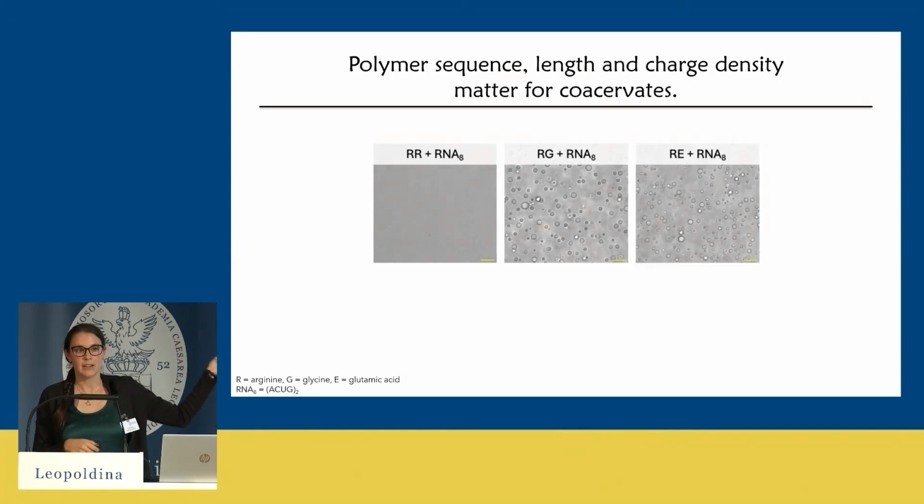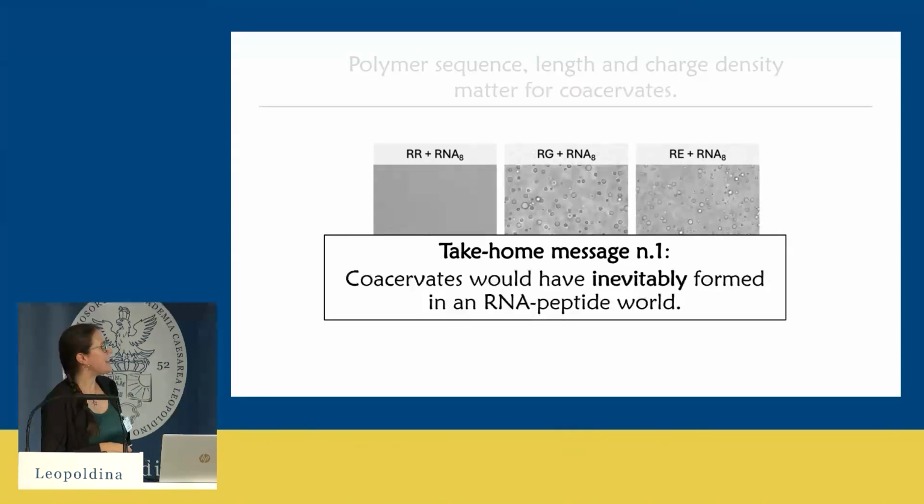You start having coacervates when you just use an arginine glycine or an arginine glutamic acid dipeptide, so a much more random sequence compared to what you would expect in a relatively short RNA. So the first take-home message of this talk is that coacervates would have inevitably formed on early Earth in an RNA peptide world, or, as Stephen said earlier, coacervation cannot not happen on early Earth.